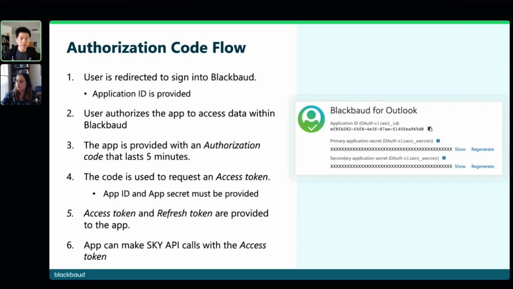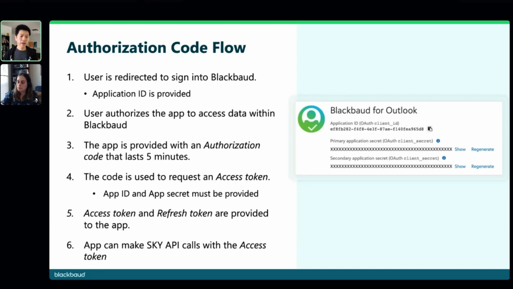And that, again, that's another security best practice. So step 2, after the user has signed in, we have a Sky API OAuth service that checks that the app is connected to an environment that the user has access to. The user can then authorize the app to access the data within Blackbaud.